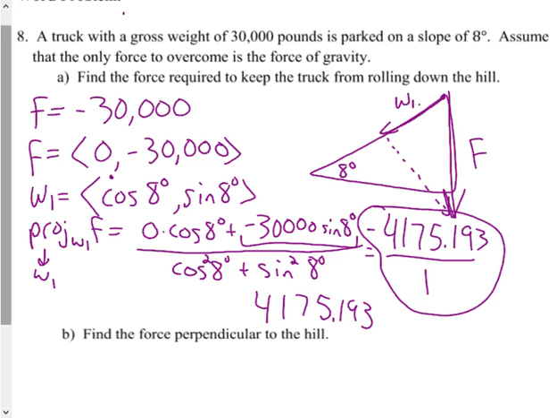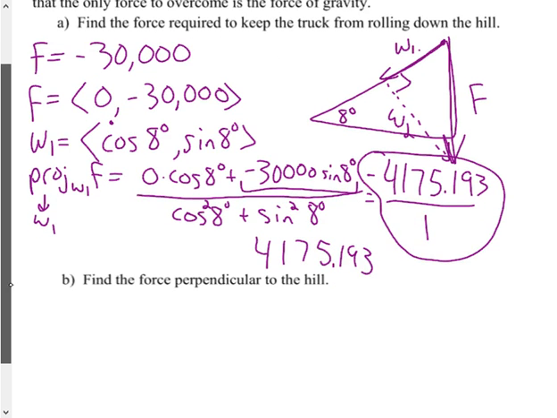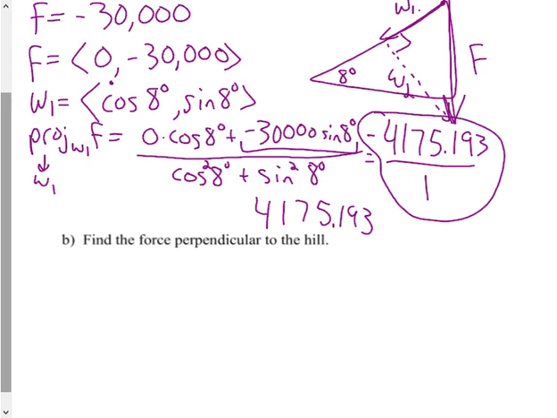Now we have a right triangle here. We've got W1, the right angle, W2, and F. We have two of those already. To find the third, we just need to, probably box the correct answer here, we just need to do the Pythagorean theorem, right? Find the force perpendicular to the hill.